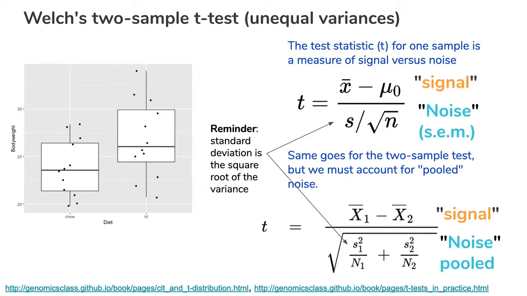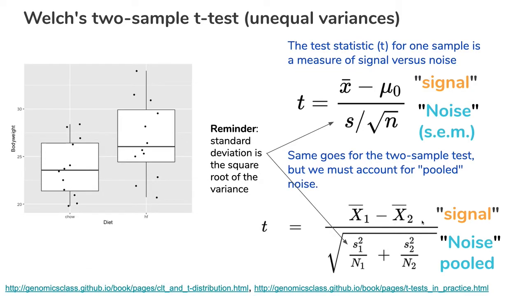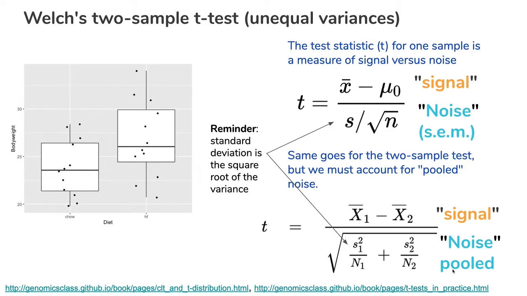It's really the same thing for the two-sample t-test. But now we're comparing the difference in our sample means. That's our signal now. That's what we're trying to demonstrate. But we're calibrating that by this pooled noise. And the pooled noise is essentially, remember we took the variance, which is sample standard deviation squared, divided by the sample size for condition A.